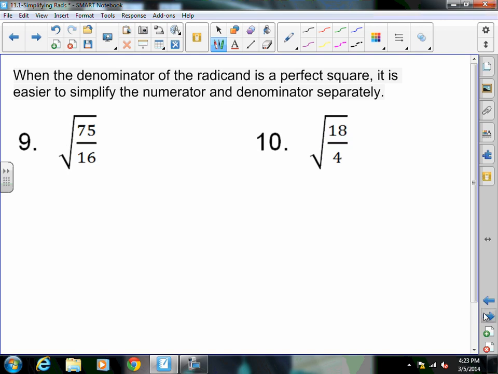Number 9. I would first go, can you reduce this fraction? There's not a number that goes into both. So we're going to square root the top, square root the bottom.